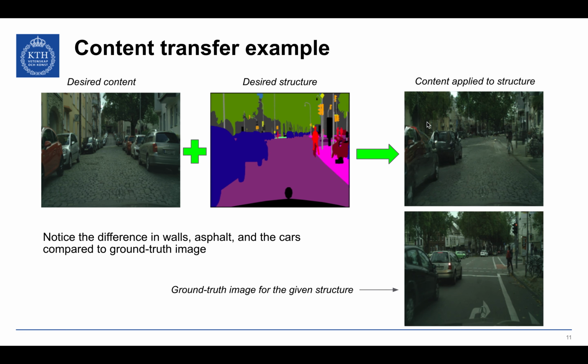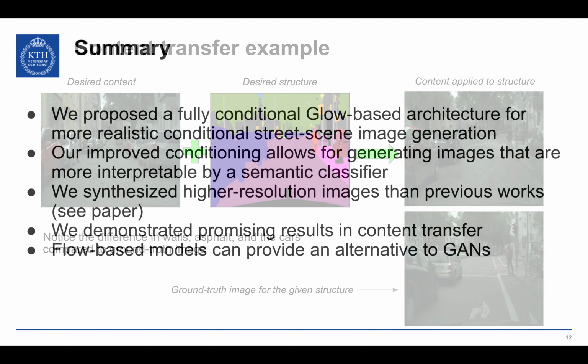And this is simply another example of the content transfer, where we can synthesize a new image where the colors of the cars and the asphalt are different from those of the ground truth image. And that, again, is interesting for extending such a data set.